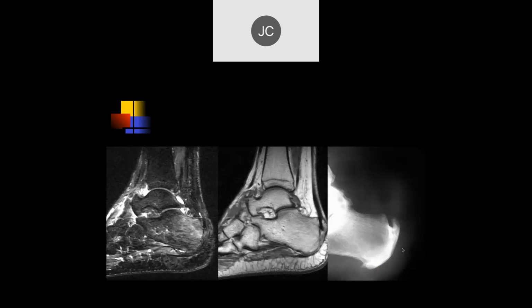So we have a STIR and T1 and X-ray lateral. Okay, so this is PD fat sat. This is a sagittal T1, and this is a lateral plain film. So we have edema in the upper dorsum of the calcaneus. Okay, so this is kind of like the first case we saw before, probably a traction injury at the Achilles insertion.